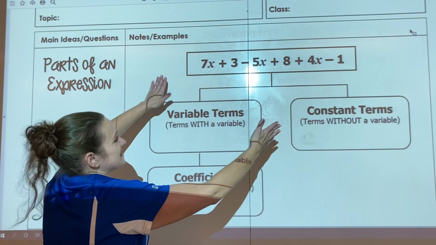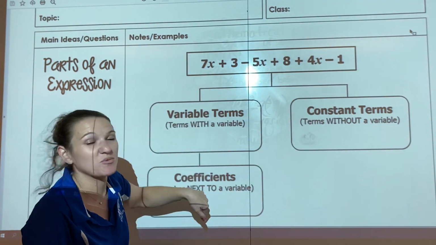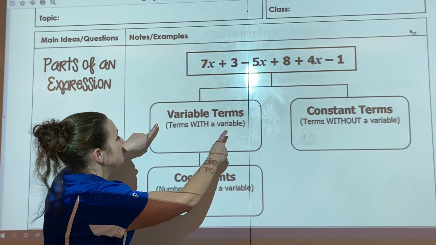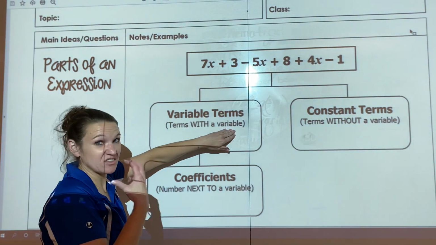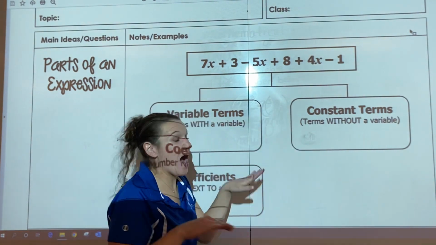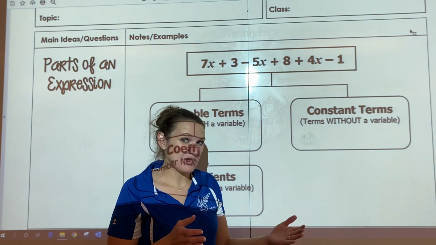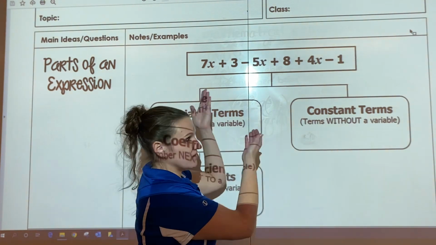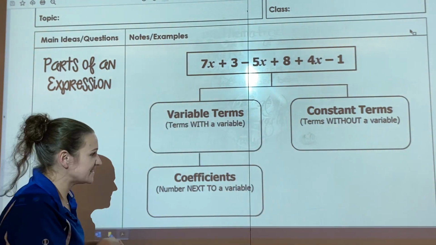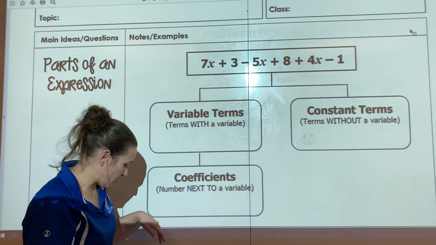So, the first example that we're given is an expression. Now, we have three different parts we're going to look for. Variable terms, these are the terms with a variable, which is a letter that represents a number. Constant terms, these are the terms without a variable. And I like to think about things that are constant, that are always the same, can't be changed given a variable. And then lastly, coefficients are the number next to a variable, in front of the variable.